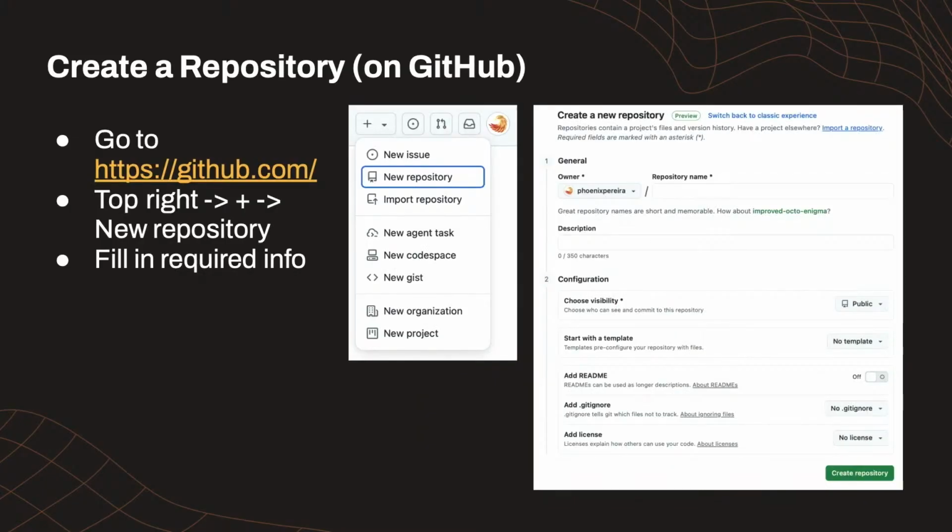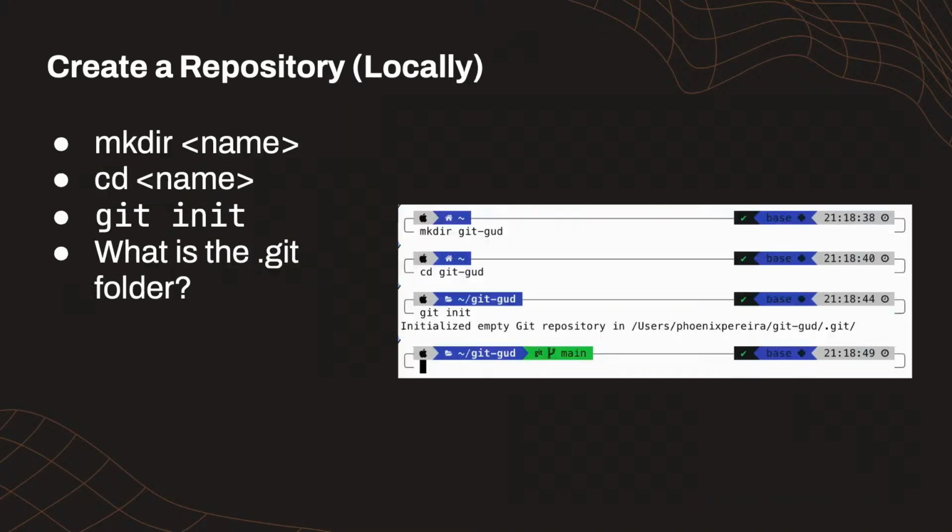In order to create a repo on GitHub, you can go to github.com, go to the top right and click the plus icon, select the option to create a new repo, and then fill in the required information. You can set the repo name, description, and whether you want the repo to be private or public. There are also fields for adding a template, a README file, which is basically a description of the project, a .gitignore, and licenses. I'll talk more about gitignores later on.